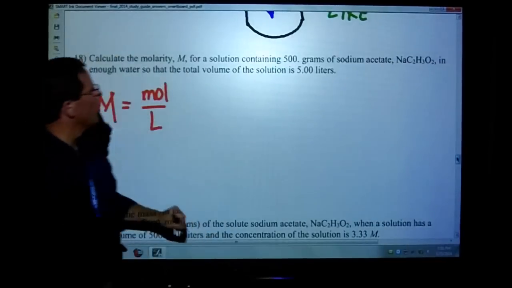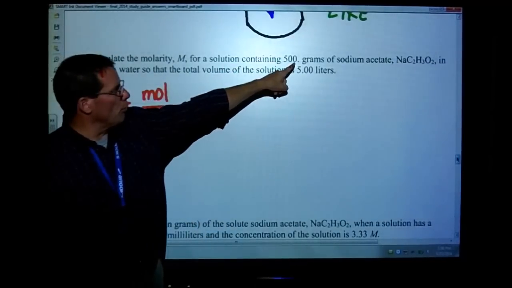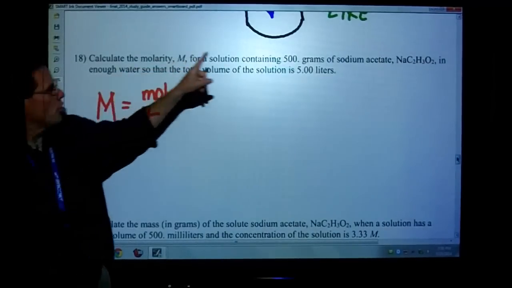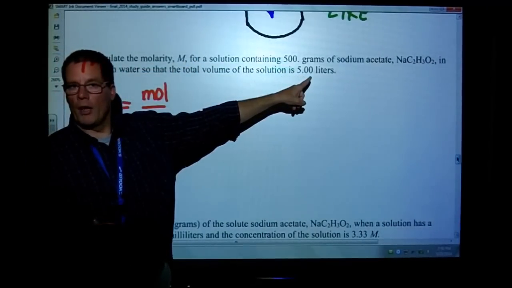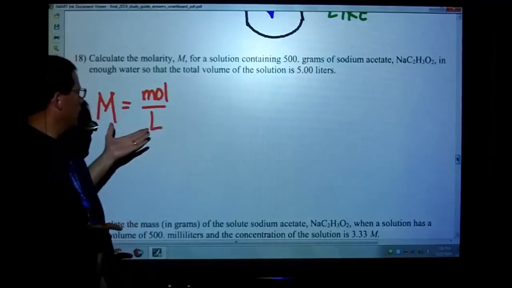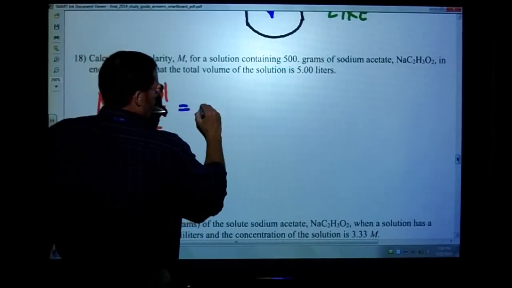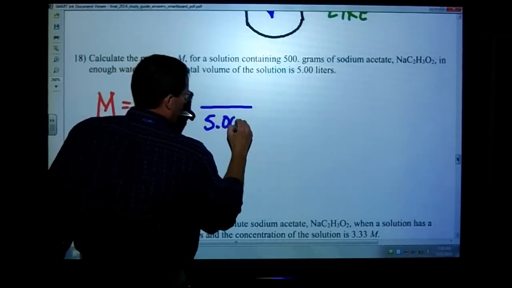So what we need to do is change our grams of sodium acetate into moles. Then we need to change our solution into liters. Well, it's already in liters, so that's pretty cool. So we can say, well, we have 5 liters of that.